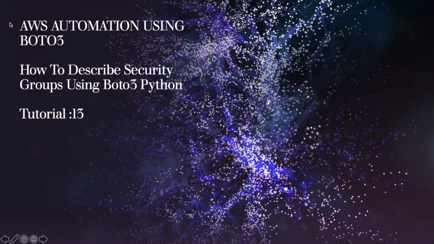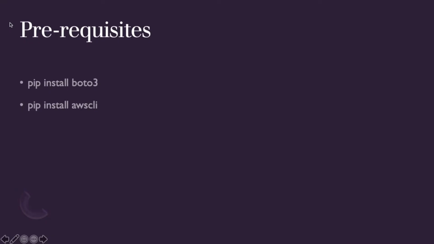Whenever you create a VPC, by default some security groups are already associated with it. So I thought it will be easier to explain this in the very first tutorial. That is why I'm going to start with the describe security group method first, and later on we'll see how we can create a security group using the create security group method. So without wasting further time, let me move on to the next slide.